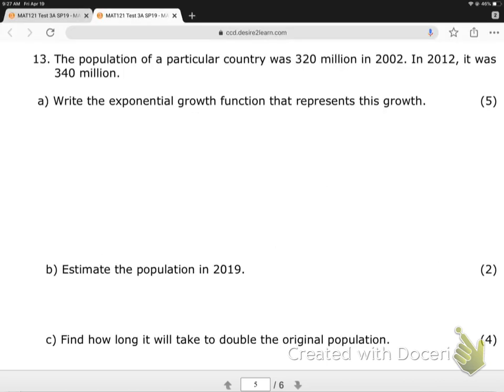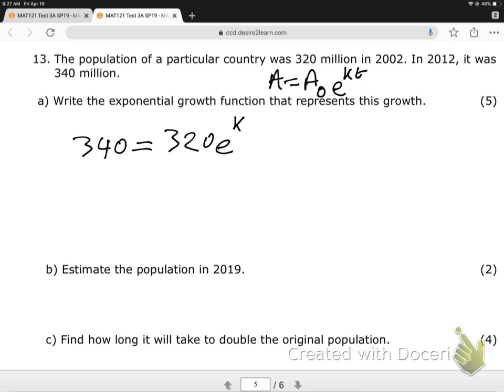Okay, next one. This one's growth. So again, we're going to be using A0 e to the kt, or e to the rt, just the growth rate, the r or k, whatever. Let's have a look at this. We started with 320. We ended up with 340. And it took, look at this, 2002 to 2012, it took 10 years. So I've got all the information in.